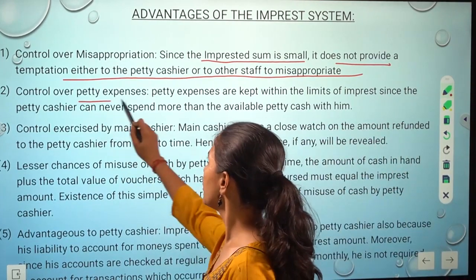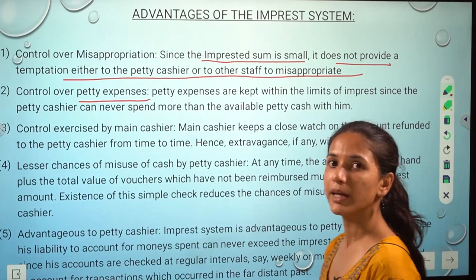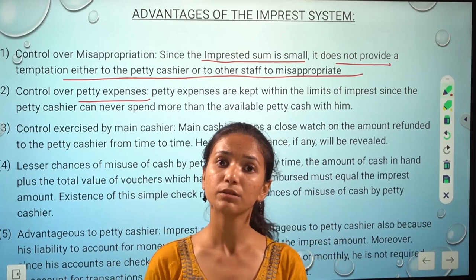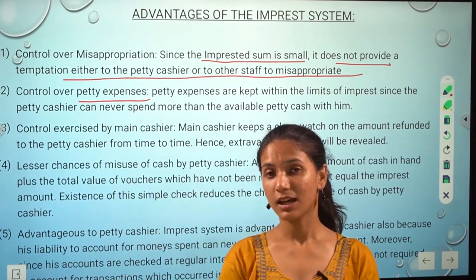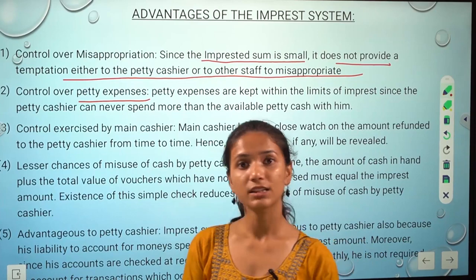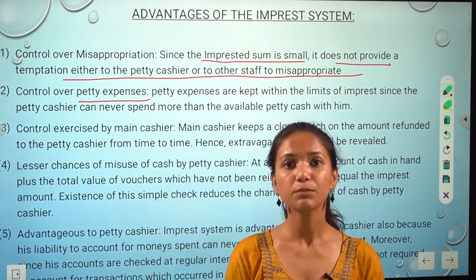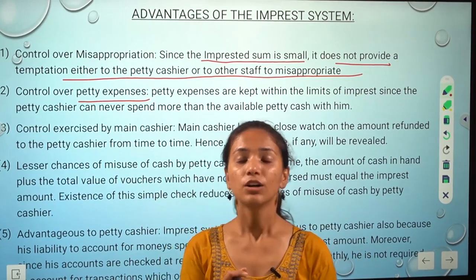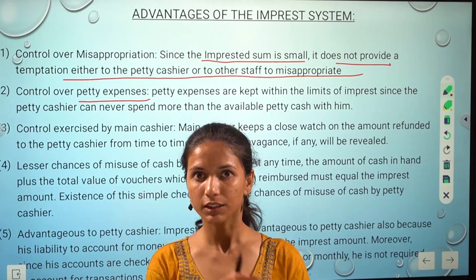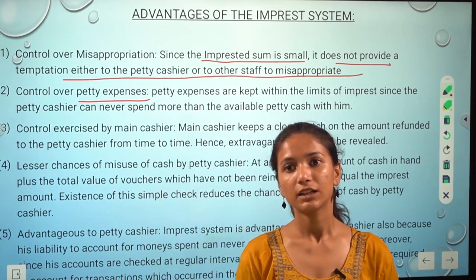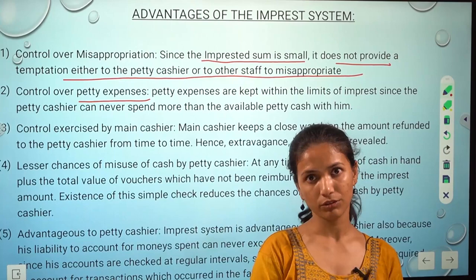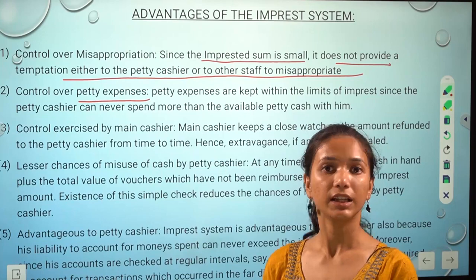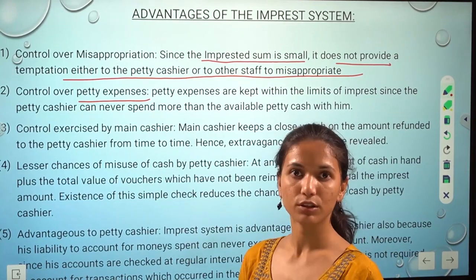Next is control over petty expenses. Since they have paid 5,000 to the person, saying take this 5,000 and pay off all the expenses for this month from it, he has to answer for all those expenses, right? Since he is paying all those amounts, he will be answerable for whatever he is paying out. So he will be controlling those expenses. He will think, let me spend a lesser amount, so that I am able to pay out all the expenses within this given limit. So he will be controlling all the small expenses.